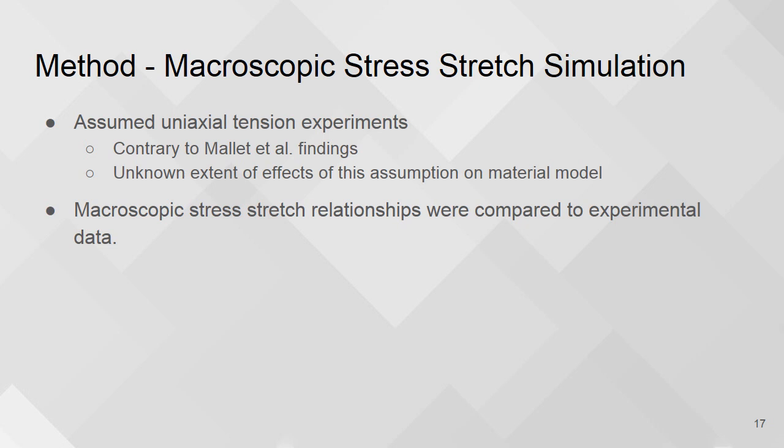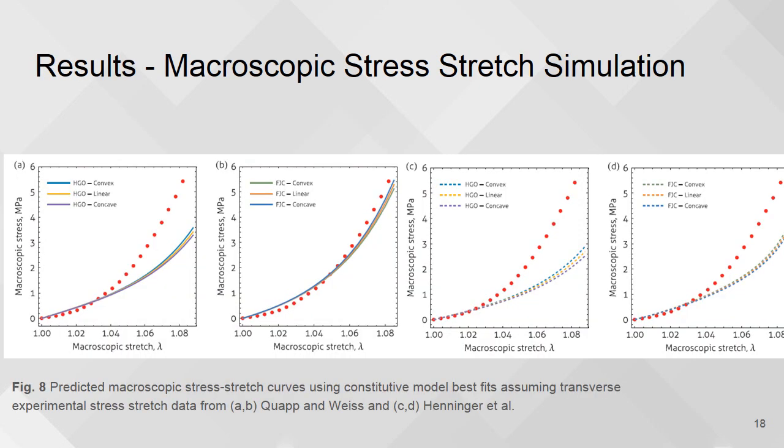The macroscopic stress-stretch relationships were compared to the experimental data to understand what constitutive models fit best. The results of the simulation are shown in Figure 8. Please note that the Quap and Weiss data are shown in A and B, and the Henninger data is shown in C and D. The response in the FJC models in B and D showed a stiffer response than the HGO models, which are shown in A and C.